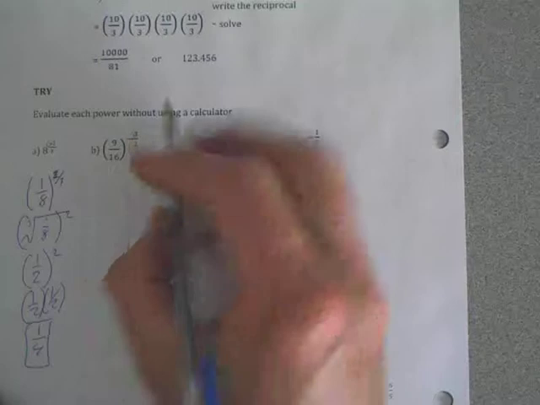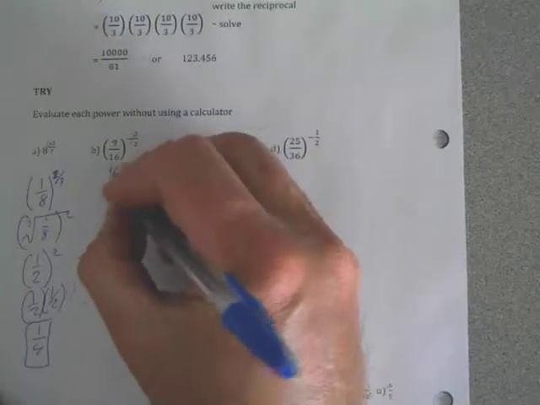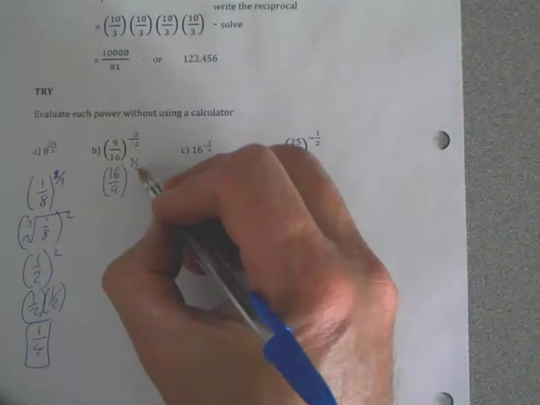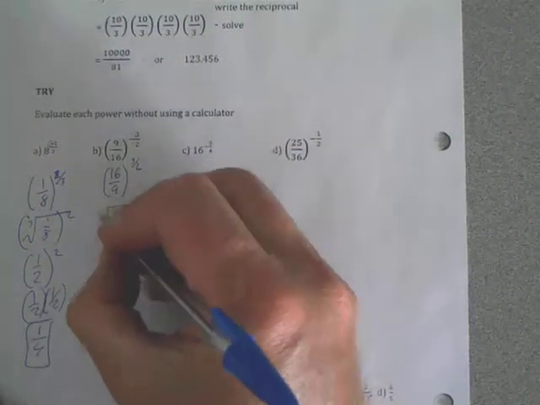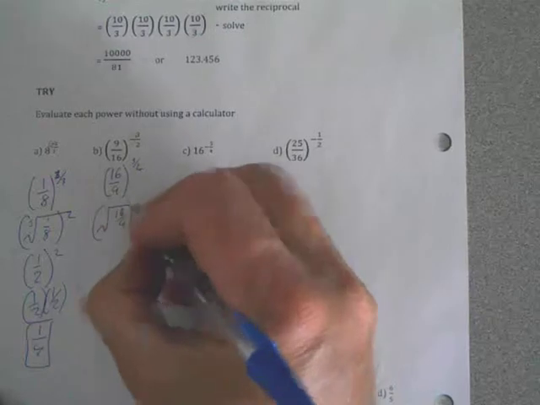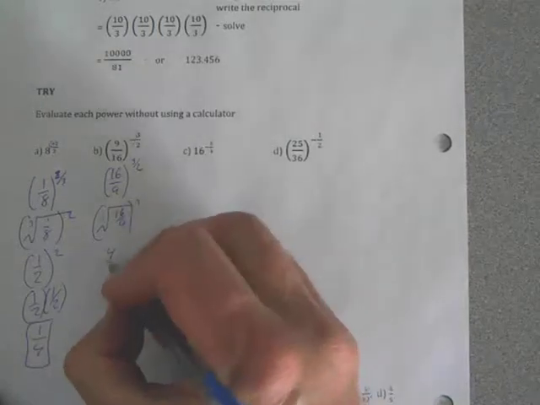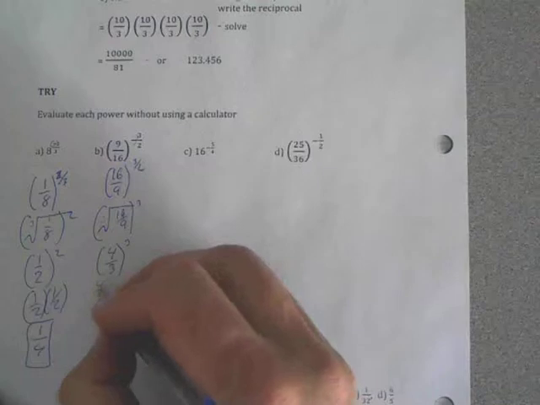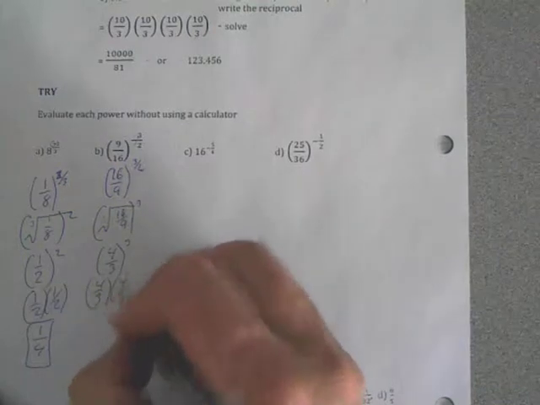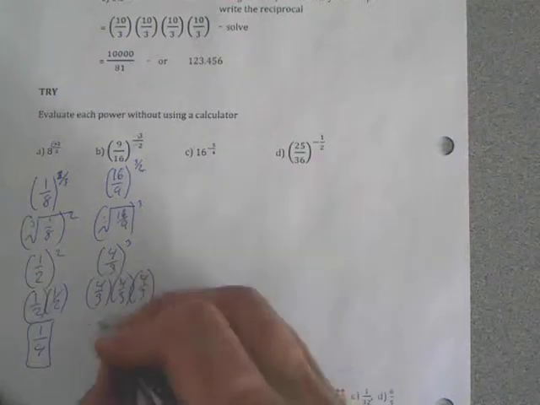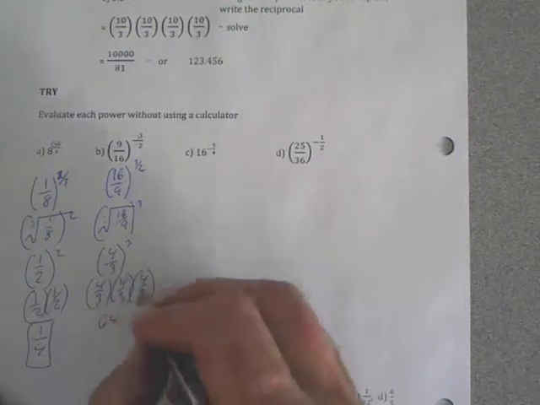Okay, B, same thing. The negative tells me to flip it, so I get 16 over 9 to the 3 over 2. Now convert into a radical, which is going to be the square root of 16 over 9, cubed. What 2 numbers multiplied give me 16? 4 times 4 is 16. 3 times 3 is 9, to the power of 3. So it's going to be 4 over 3 times 4 over 3 times 4 over 3. 4 times 4 is 16, times 4 is 64. 3 times 3 is 9, times 3 is 27.